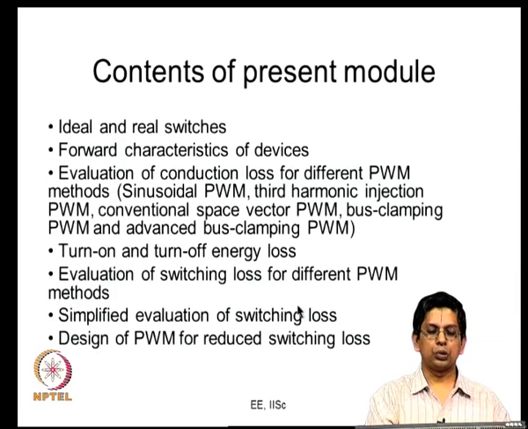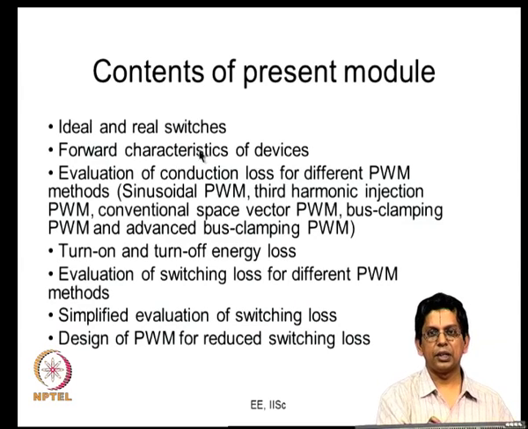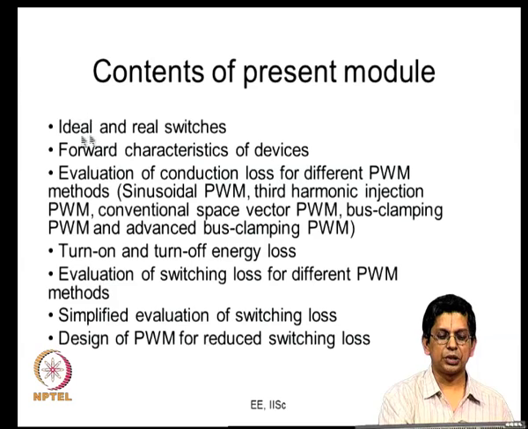So, now over to today's module. What we are going to look at is ideal and real switches. All along we considered the switches to be ideal. What do we mean by ideal and what do we mean by real switches? What are the differences? One of the differences is in the forward characteristics, there is a certain amount of forward drop. So, we would look at how the forward drops of the different devices can be modeled.